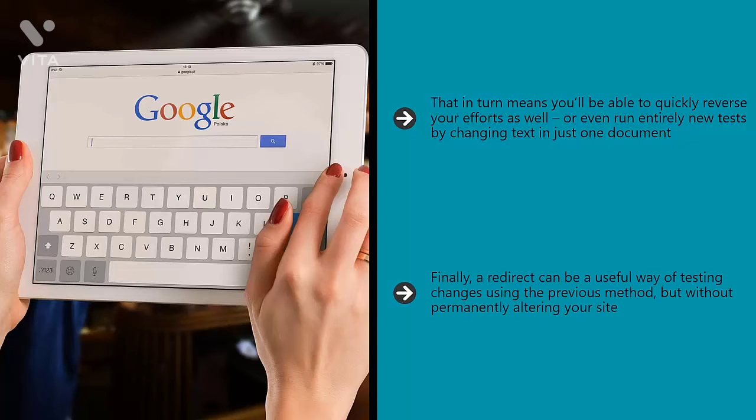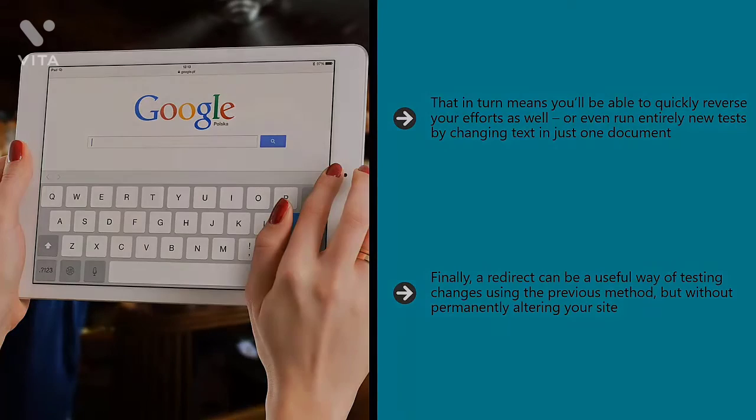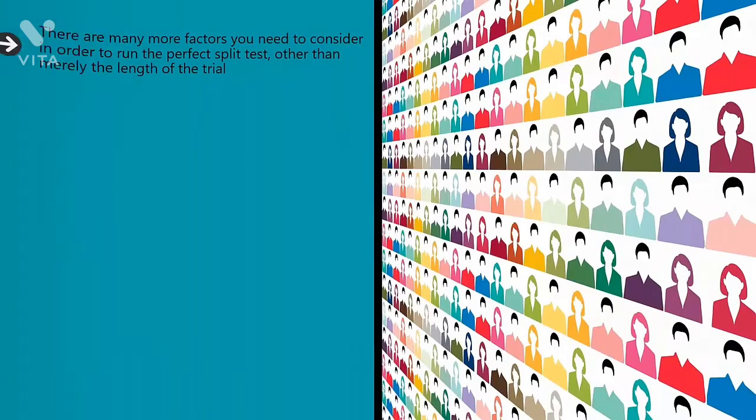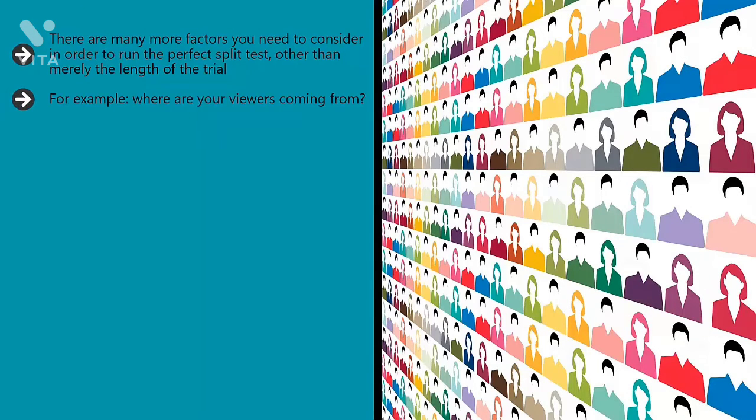Finally, a redirect can be a useful way of testing changes using the previous method, but without permanently altering your site. Advanced strategies. There are many more factors you need to consider in order to run the perfect split test, other than merely the length of the trial. For example, where are your viewers coming from?